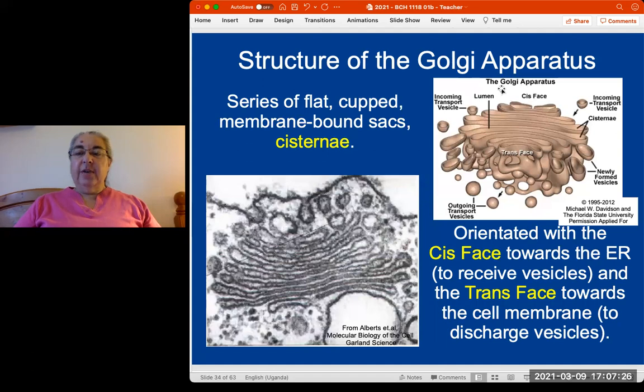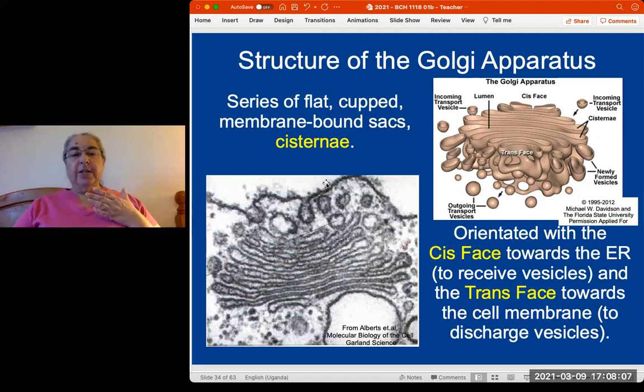One side is nearer the cell nucleus, and here transport vesicles can come in and attach to this membrane, release their contents. The contents pass through the layers of membrane to the trans face, the side nearer the cell membrane, where the vesicles can be released containing the completed, finished molecules, proteins. They can then be passed very quickly to the outside membrane of the cell and released outside the cell.